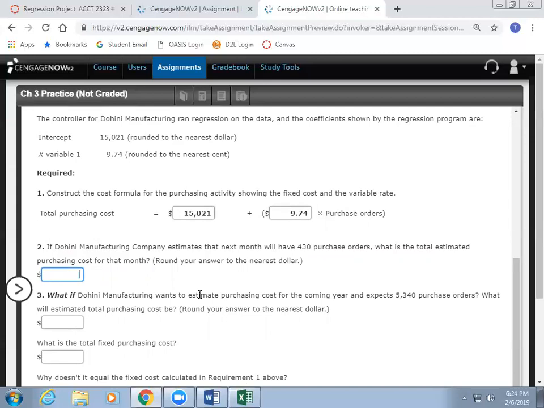Very good, $19,209. So we truly just plugged in, right? We took the 430 and plugged it in right here. So $9.74 times 430 purchase orders. And then we added in our fixed cost of $15,021.